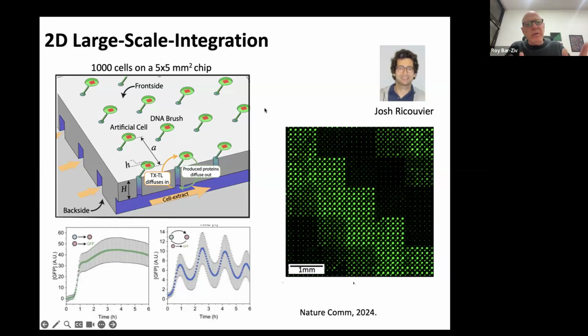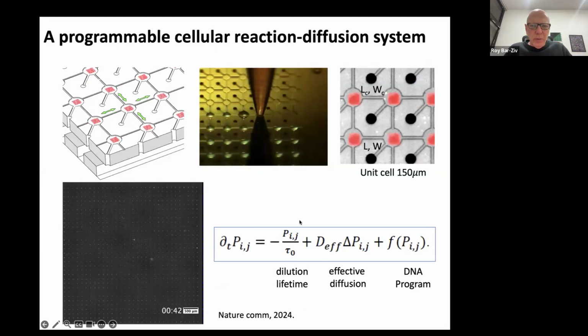And the analogy here, if you want to go back in history, is large-scale integration. The first electronic circuitry had to do with about a 5 by 5 millimeter chip with about 1,000 components, built monolithically into these semiconductor surfaces. So this is inspired by that large-scale integration in 2 dimensions. And you can program each and every one, and this is how we do so.